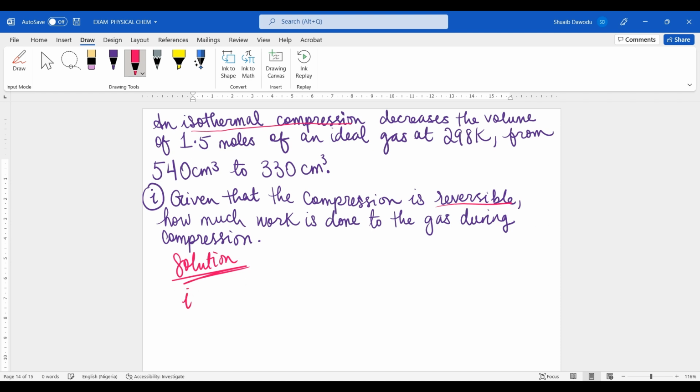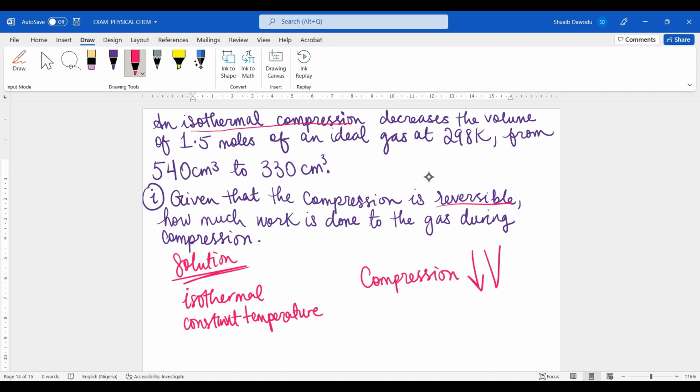So we have isothermal, we've been told, which just simply means constant temperature. So meaning the process that we're solving for occurred at constant temperature. We have compression, which means we have a decrease in the volume of the ideal gas. So meaning the V final is less than the V initial. And we're told that it's reversible.